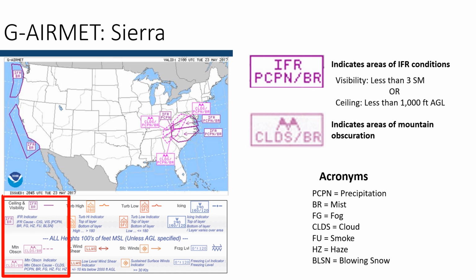Areas of G-AIRMET Sierra that are enclosed by a purple shape are areas where only instrument flight rule operations should be conducted. This is because either visibility is below 3 statute miles or the ceiling is less than 1,000 feet. Areas of G-AIRMET Sierra that are enclosed by a pink shape are areas where mountain obscuration occurs.